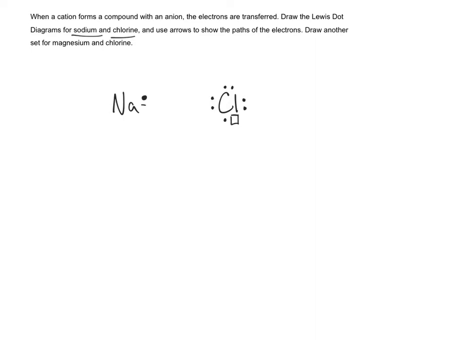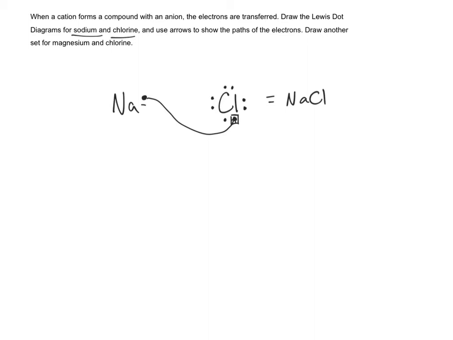Sodium is trying to get rid of its 1. Chlorine is looking for 1 to fill it. So the natural thing to happen would be that sodium is just going to give chlorine its extra little electron, and then they're both happy. Sodium has gotten rid of its 1, chlorine has an extra 1, the octet rule is fulfilled, and you end up with sodium chloride, which is table salt.